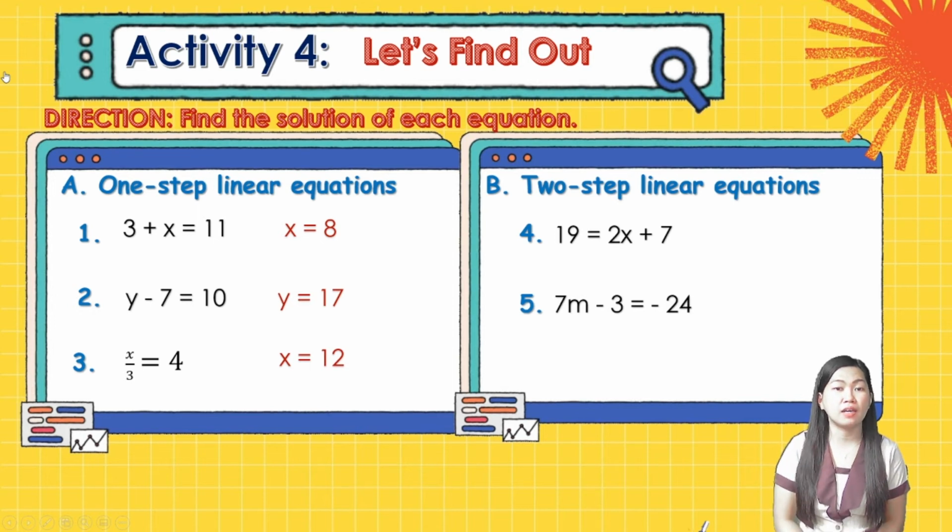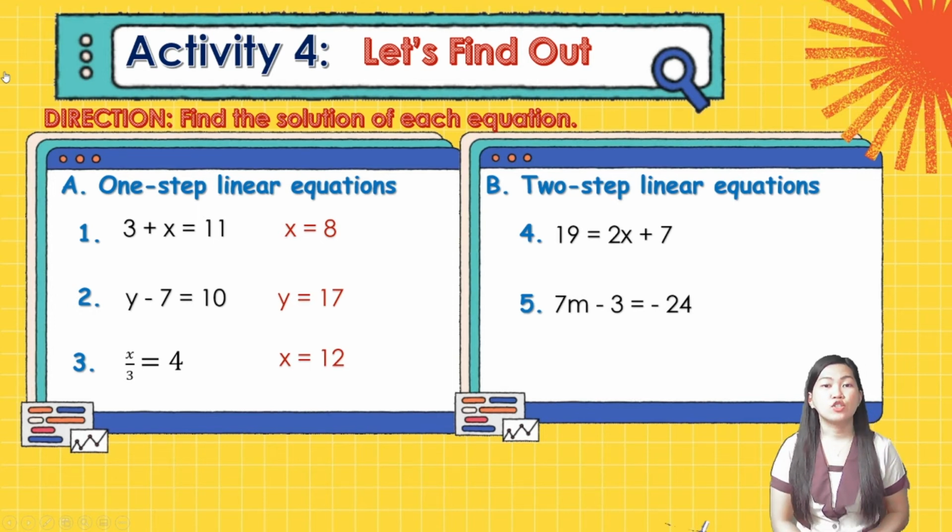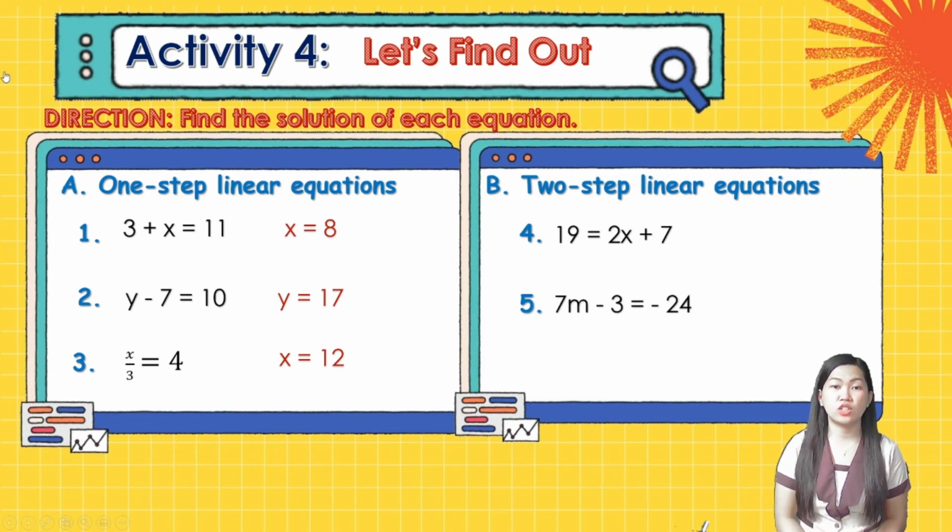How about set B? By following the steps of solving two-step linear equations, the given we have is 19 is equal to 2x plus 7. The answer is x is equal to 6. How about the last one? So what is the inverse of subtraction? It is addition. And what is the inverse of multiplication? Yes, it is division. So by following the steps in solving two-step linear equations, the answer is 3.